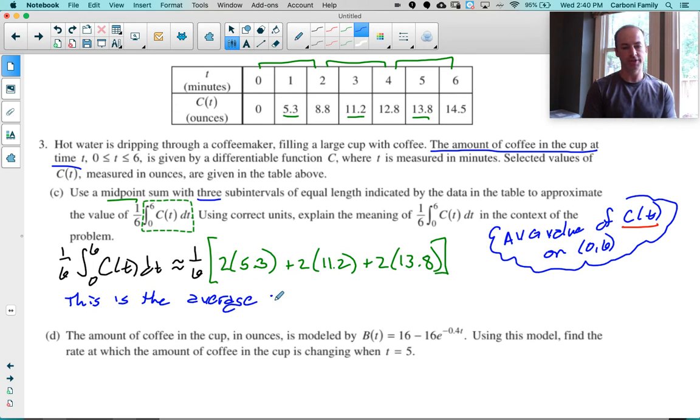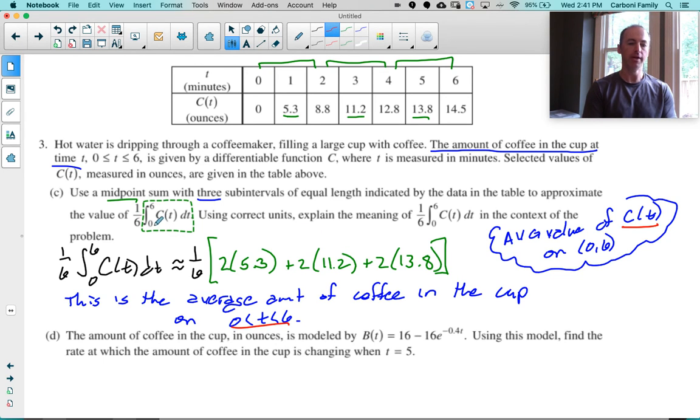So this is the average amount of coffee in the cup on the interval 0 to 6. And you do have to restate the interval, because that is part of the interval as well. And you need to understand that the 0 and 6 is referencing the interval over which we are finding the average amount of coffee. And I actually have not finished this, because I just realized that I never did indicate units, and they did tell you to. So using correct units, this is the average amount of coffee in the cup in ounces on the interval 0 to 6, because C of t is measured in ounces.